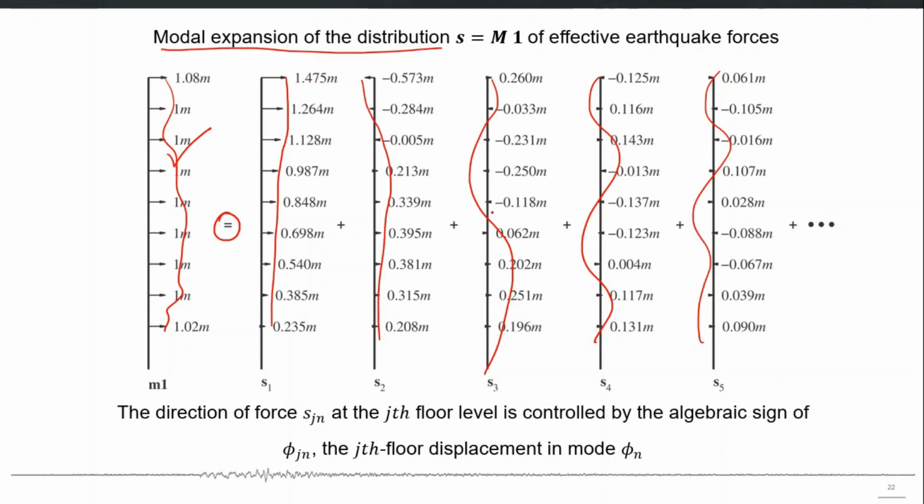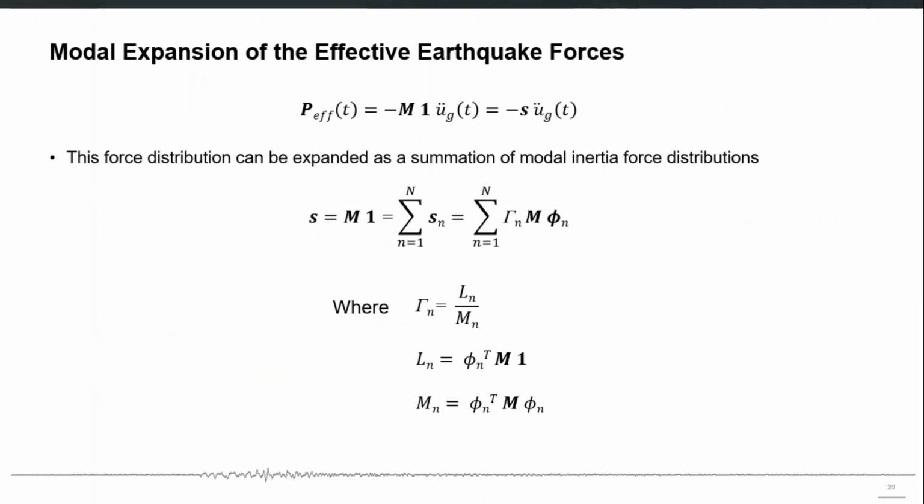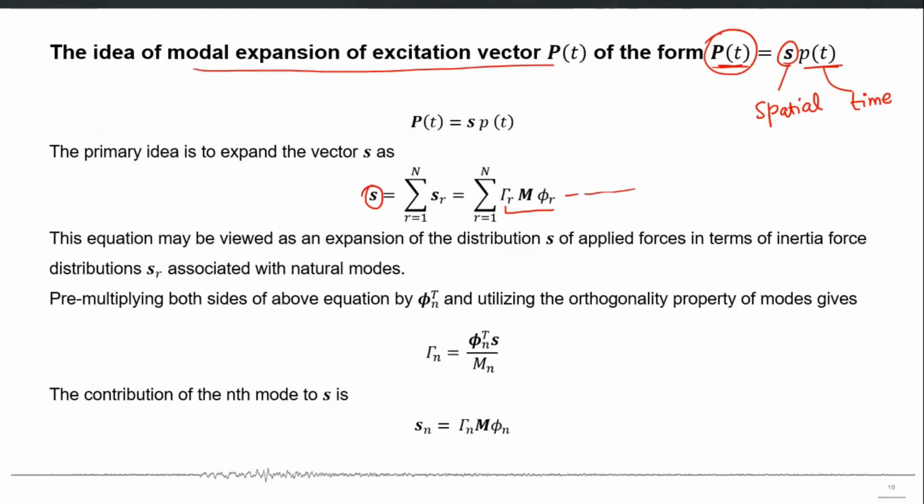That you have some vector which has any spatial distribution, let's say it is S. You divide it as a sum of S1, S2, S3, S4 and so on, and each of S1, S2, S3, S4 is representing the shape of one mode, right? So you sum those different modal spatial distributions to reproduce the same S, right? So it is the idea called modal expansion of the effective earthquake forces, which is the basis of modal pushover analysis and the uncoupled modal response history analysis.